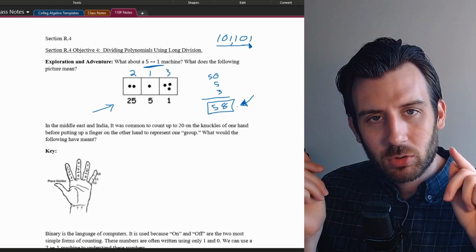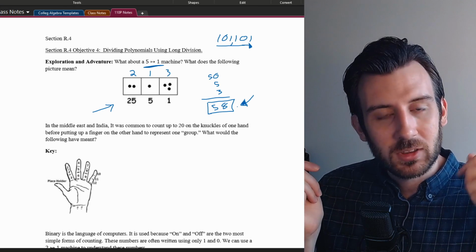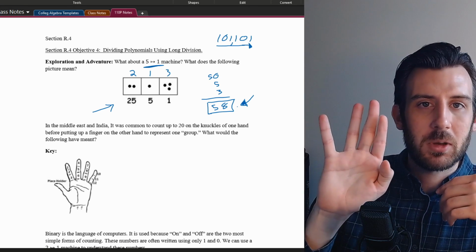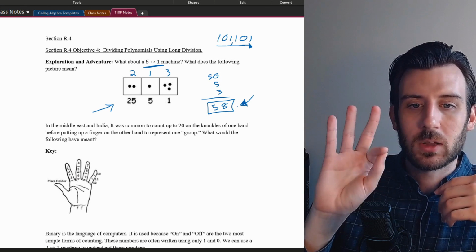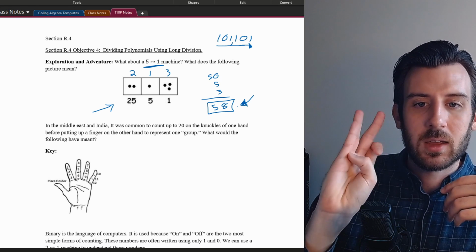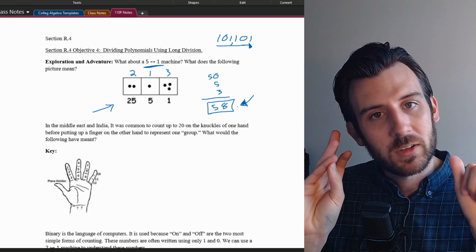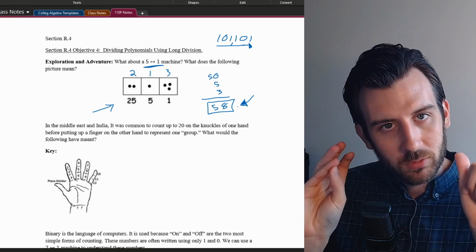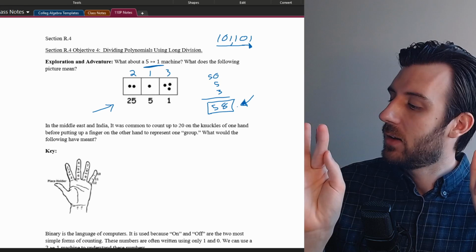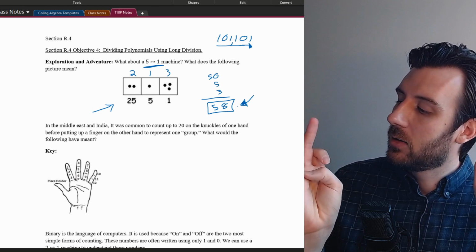But that's not entirely true. There are some cultures that actually counted on their knuckles, and I might have shown you this before, by using their thumb to indicate it. So they go 1, 2, 3, 4, 5, 6, 7, 8, 9, 10, 11, and 12. And then they would hold up a finger on the other hand to say I have one group of 12. And then they could do that again. 1, 2, 3, 4, 5, 6, 7, 8, 9, 10, 11, 12.